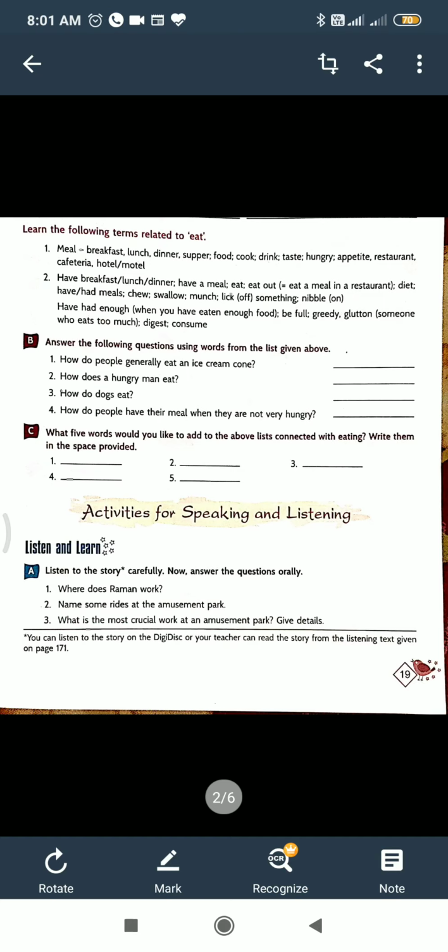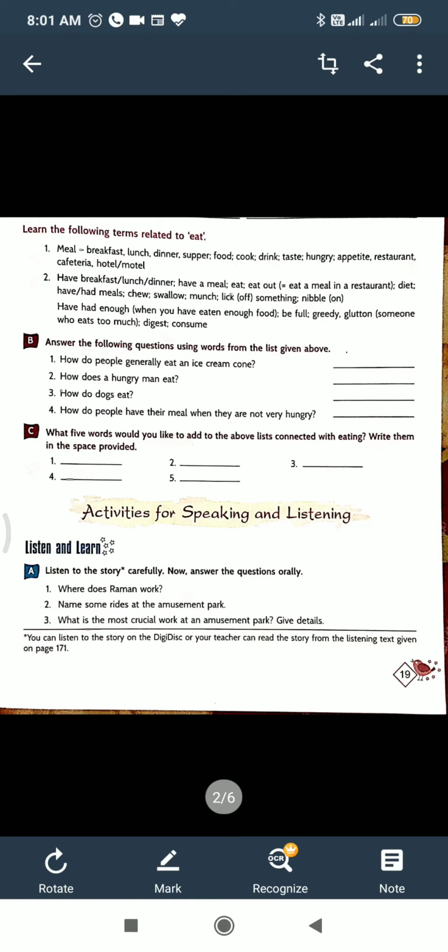Here, check: meal, breakfast, lunch, dinner, supper, food, cook, drink, taste, hungry, appetite, restaurant, cafeteria, hotel and motel. Second: have breakfast, lunch, dinner, have a meal, eat, eat out, diet, choice, munch, etc. So exercise 2 is related to this.